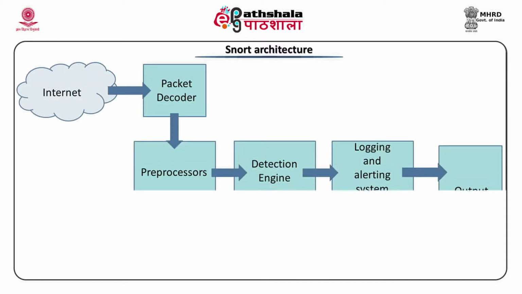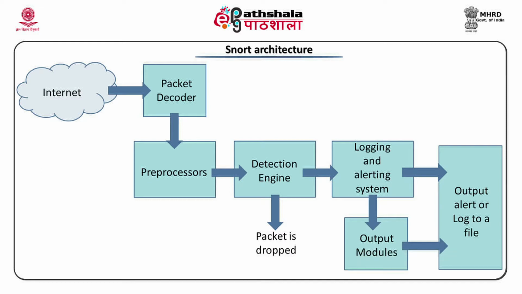To start with the Snort architecture, packets come from the network or from the internet. There is a packet decoder, then the packets go for pre-processing. It goes to the detection engine where we have defined the rules. The packet is dropped, or the packet is logged and an alert is made. So in Snort there can be three activities: alert, log or drop. Drop means no activity is to be taken. In case of logging and alerting, it has to be given to the output modules, and they would put an alert or log to a file.